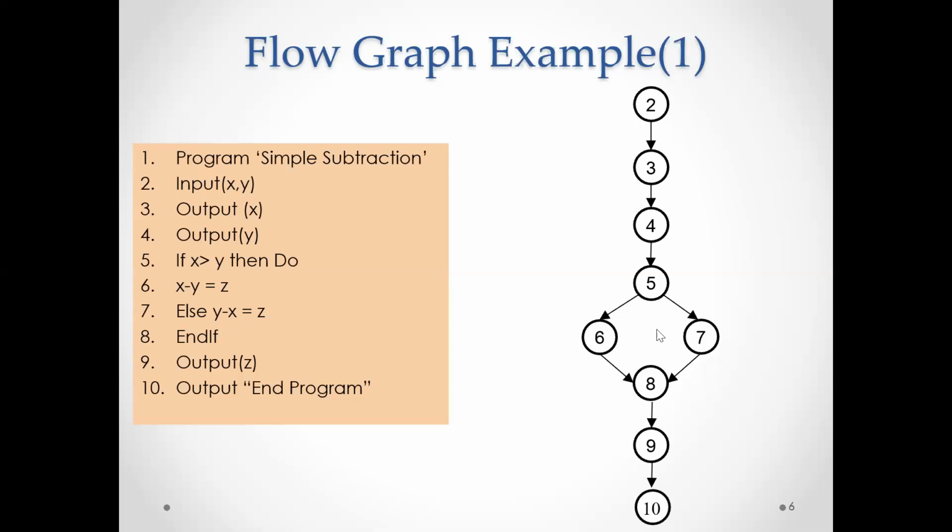That's it. Or else it will be flipped. That means you can have another path also. If x is not greater than y, then it will choose the 7th statement execution. Once the 7th statement is executed, then it will go to the 8th statement, 9th statement, and 10th statement.